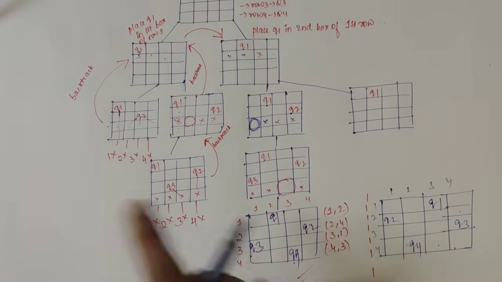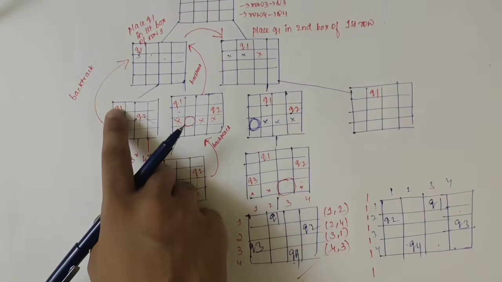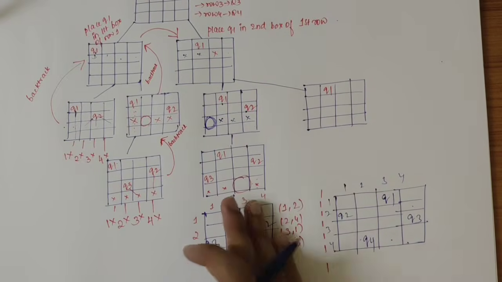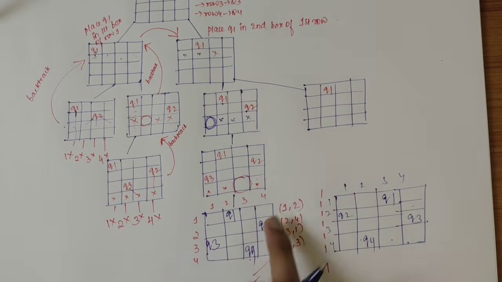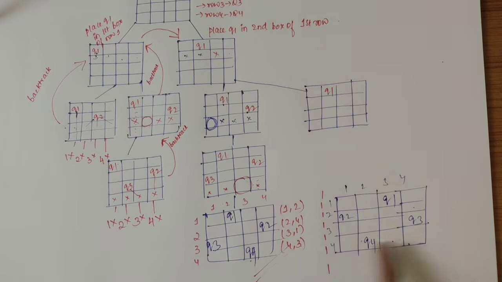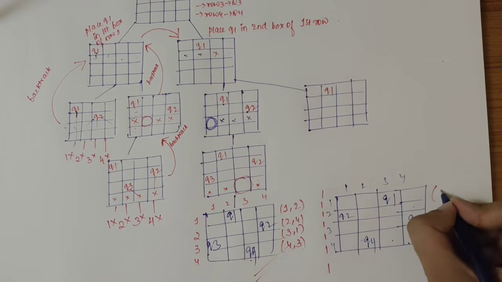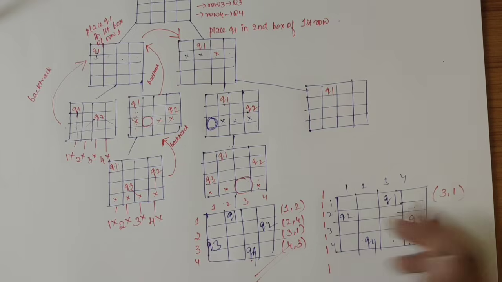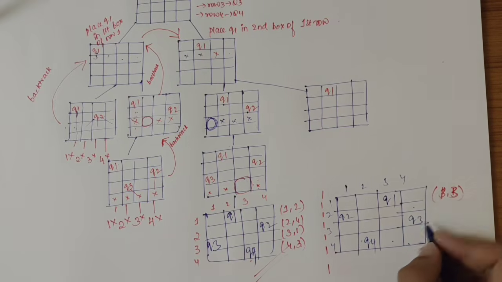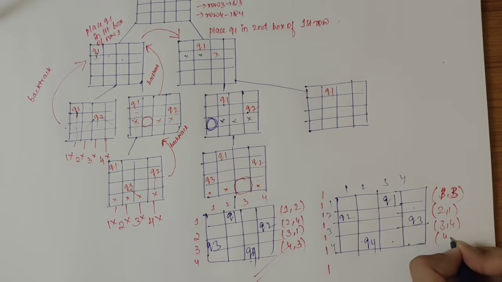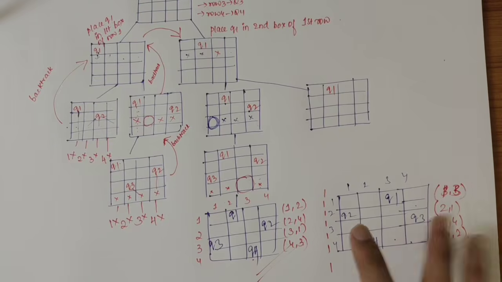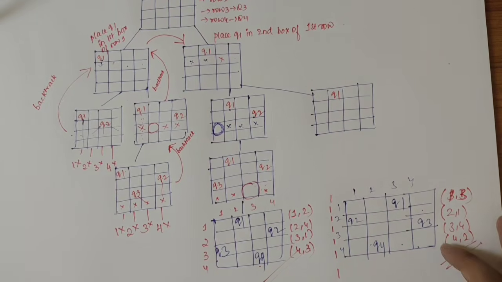If I place Q1 in the third box, I will get the mirror image of this particular solution. Q1 was in 2, it will go to 3. Q2 was in 4, it will go to 1. Q3 was in 1, it will go to 4. And Q4 was in 3, it will go to 2. So it would be 1, 3; 2, 1; 3, 4; and 4, 2. So these two are the possible solutions for the n-queens problem.